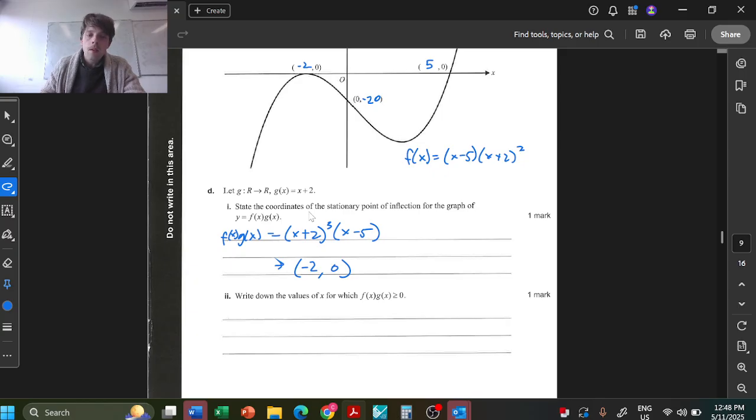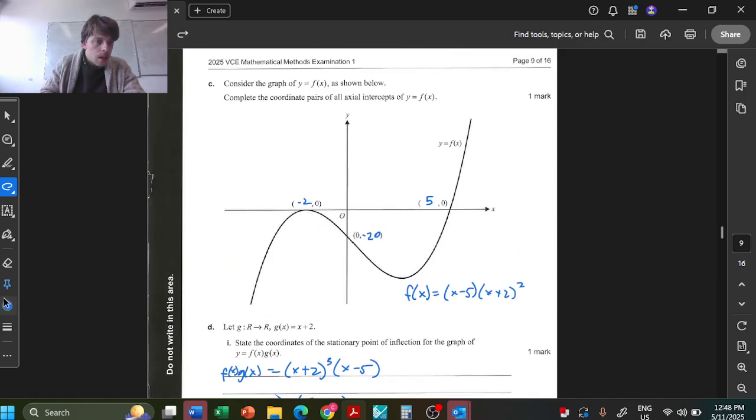Now, the values for x for which f(x)g(x) is greater than or equal to 0. f(x)g(x) is a quartic, right? So what do we know about quartics? It's going to look something like this. In fact, why don't we sketch it over the top here with green? It's going to go down like this, then it has this stationary point of inflection, so it'll go down like that, do this thing here, and then it'll go down and come up at its factor over there.